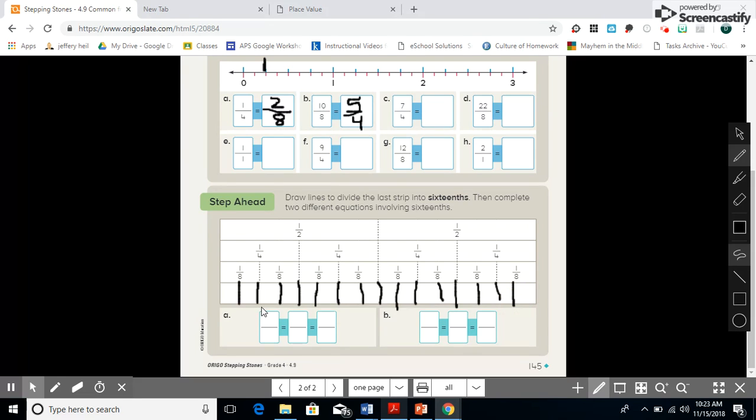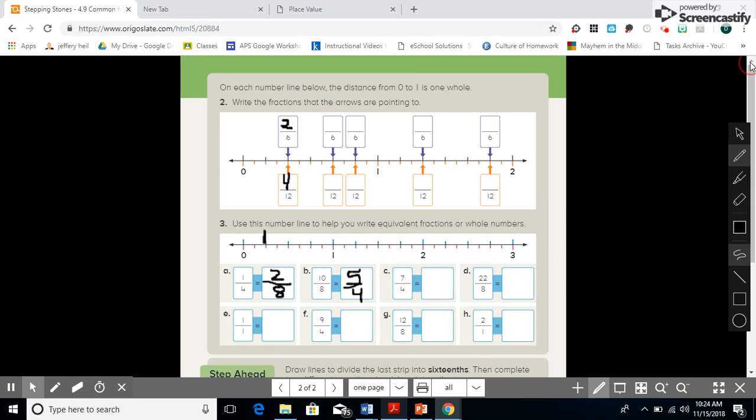Okay, and then it says to use 2 different equations using 16ths. So I'm going to start with 1/2. 1/2 is equivalent to 4/8. Because I have 1, 2, 3, 4 here. And then 4/8 is equivalent to 1, 2, 3, 4, 5, 6, 7, 8/16. Go ahead and do problem B on your own, and then we will be done.